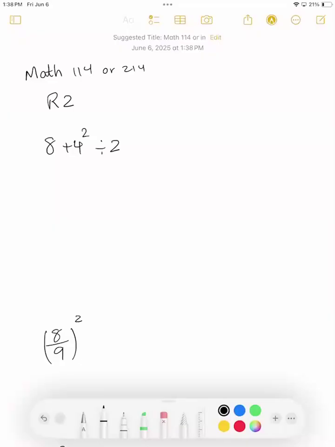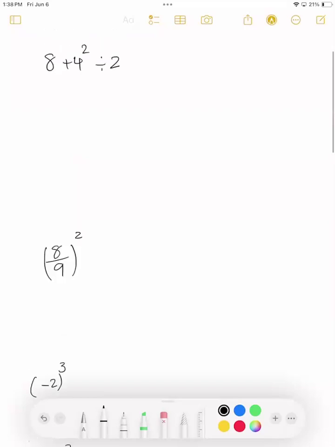So this is the R2 assignment from Math 114 or Math 214. These are the prep assignments. Anyways, we want to find out what the answer to this problem is. You have to use PEMDAS.